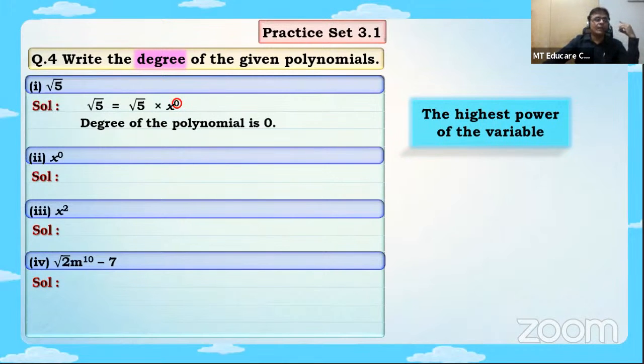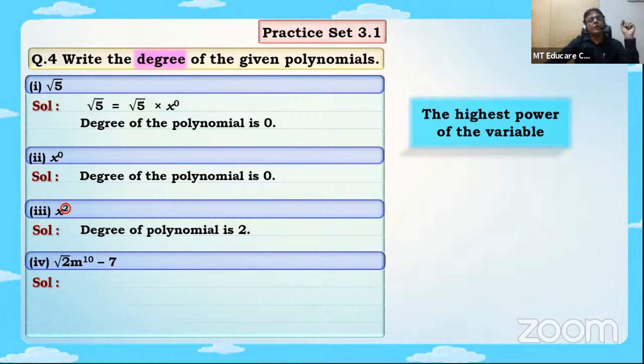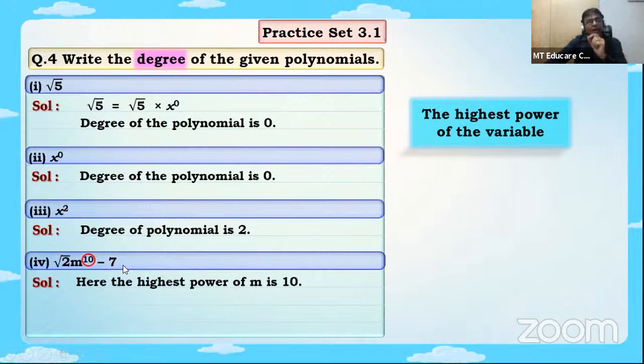Okay, look at the second one now. Now tell me, what is the degree for the second polynomial? Very good. The degree is 0. Correct. What is the degree for the third one? Only one term is there, 2. So the highest, the lowest, it is 2 only. So the degree is 2. Now look at the fourth one, students. Power of the first term is 10. Power of the second term is equal to 0. Now between 0 and 10, which is highest? 10. Therefore, the degree of this polynomial is 10.